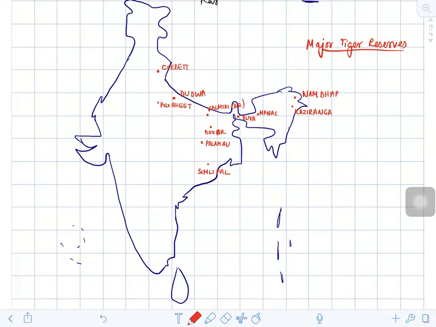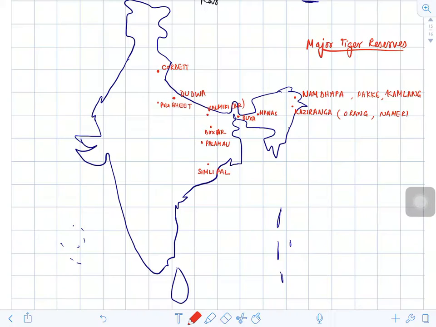Then we have Namdapha in Arunachal. In Arunachal, there are several other tiger reserves available, such as Pakke. I cannot represent it on the map, that's why I'm writing it on the side. Pakke, Kamlang. Okay, in Assam we have other tiger reserves such as Orang. We have Nameri. In Bihar we have Valmiki that we have already depicted.